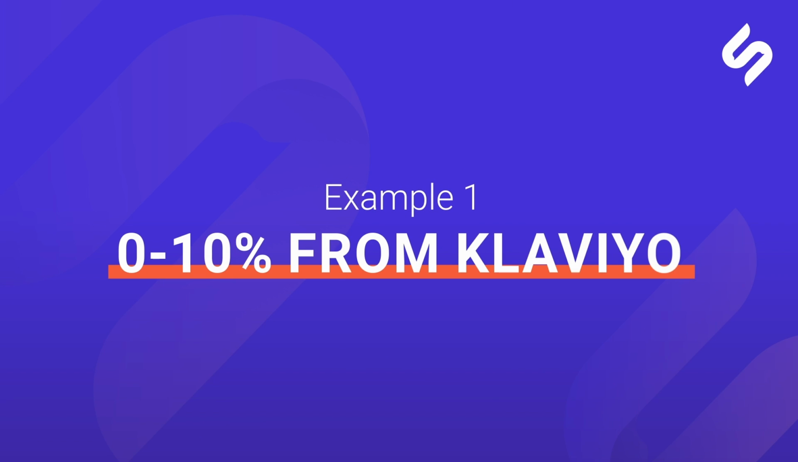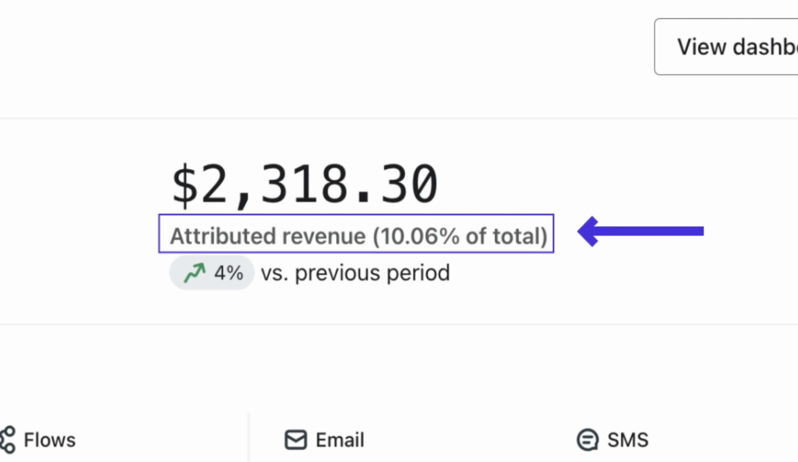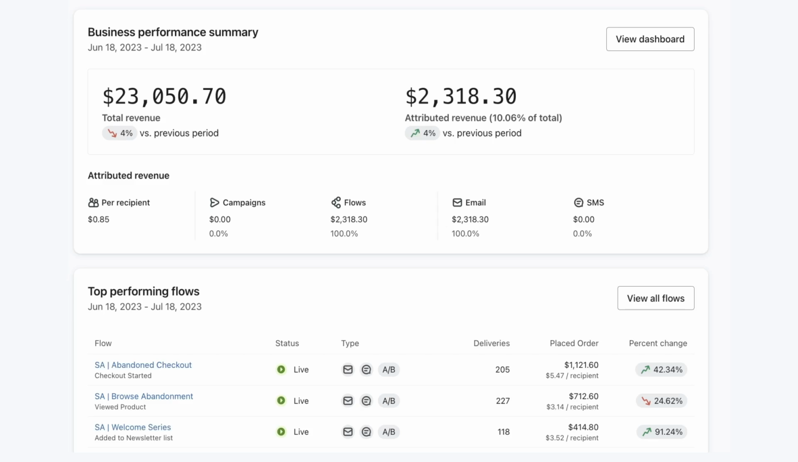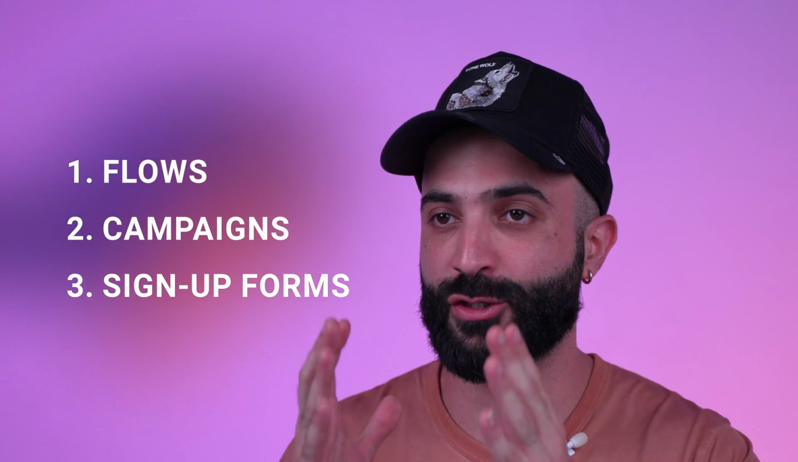Example 1, 0 to 10% from Klaviyo. These are accounts that are generating anywhere from 0 to 10% in revenue from Klaviyo. Now, take a good look at this situation. This account isn't sending any campaigns and has only 3 of the core flows. Now, let's compartmentalize it into our 3 buckets.